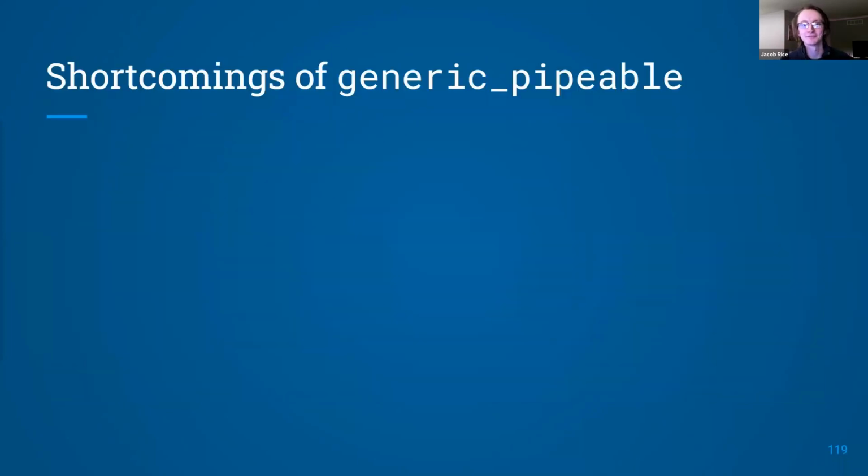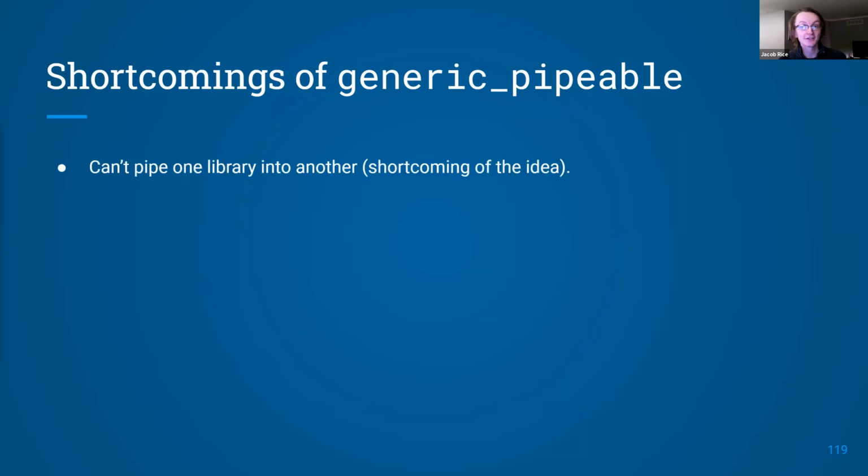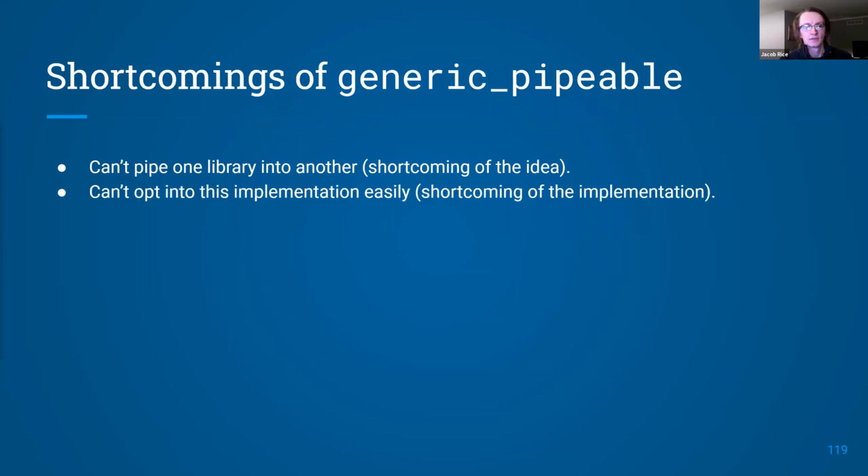So, shortcomings of this implementation. This does nothing to solve piping one library into another for the intermediate types. This does not allow us to build an incomplete pipeline that uses multiple, but it helps with using your view in multiple libraries' pipelines. So the second one, I think, is a shortcoming of the implementation.